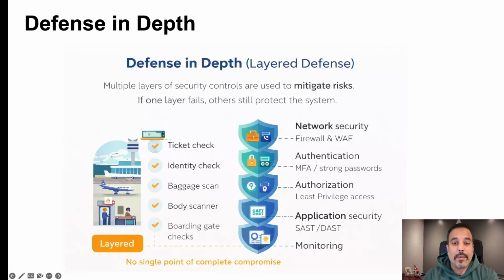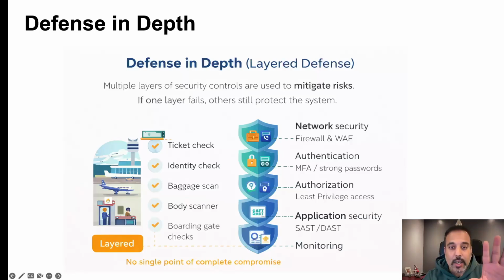Again, defense in depth is a security principle where you have multiple layers of security to prevent any attack. If we take an example from real life, when you go to the airport, there are different checks. First you have to show your ticket, then you show your identity, then you go for the baggage scan, body scanner, and boarding gate check. These are all examples of defense in depth. That makes sure that when the person boards the plane, it is the right person, and there is no security threat or security issue.